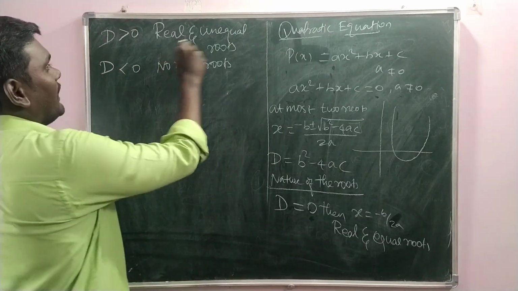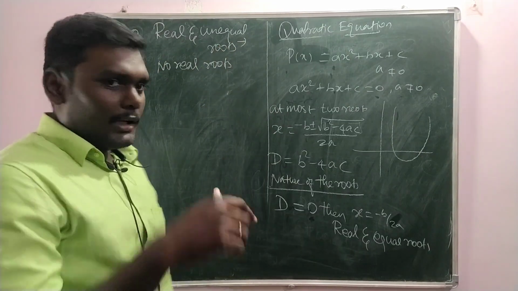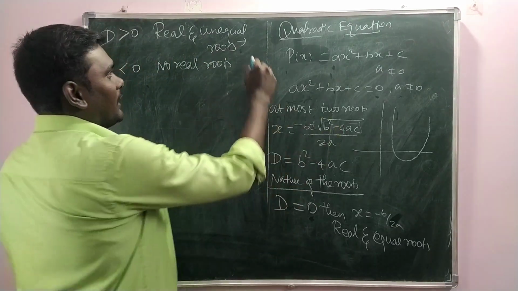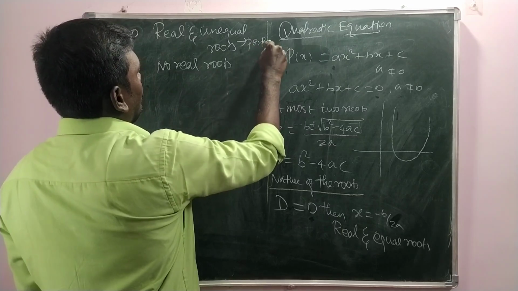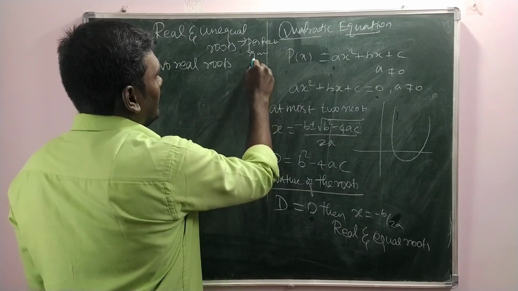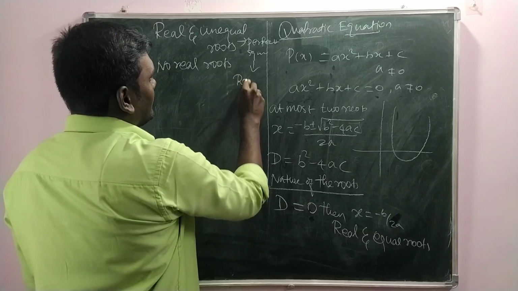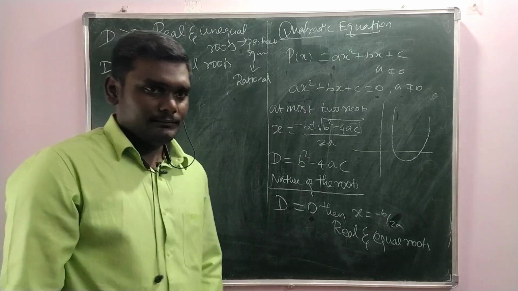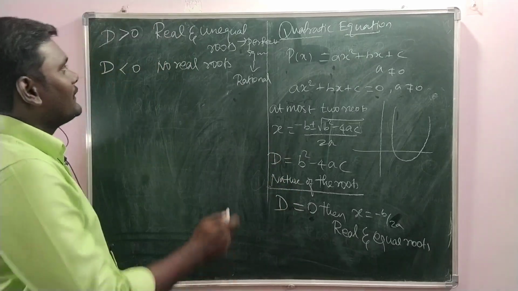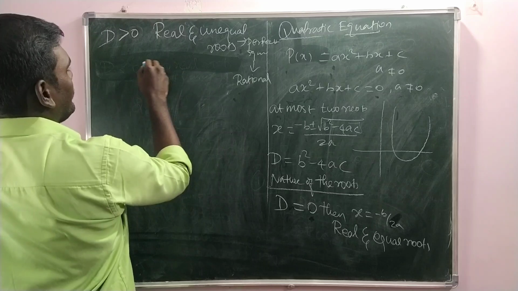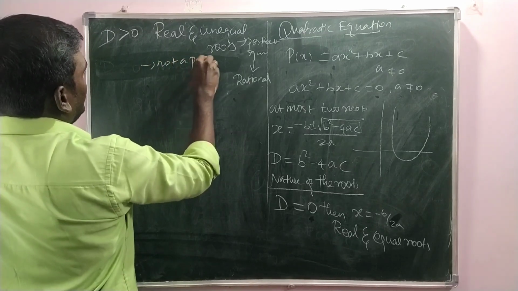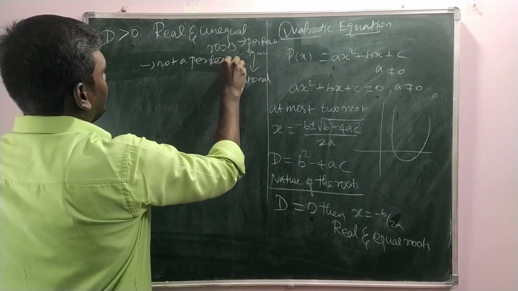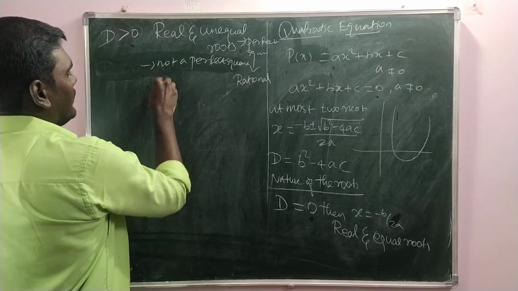In the greater than 0 case, we also have two sub cases. It's not part of CBSE, but they may ask some questions regarding this. If the discriminant is a perfect square, then both roots will be rational and unequal. Suppose it is not a perfect square, then we have irrational roots.